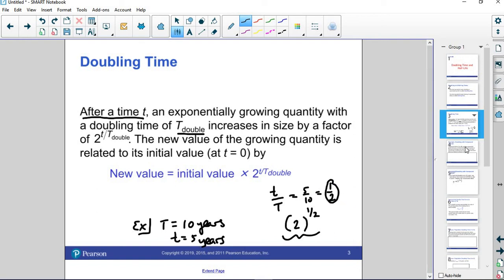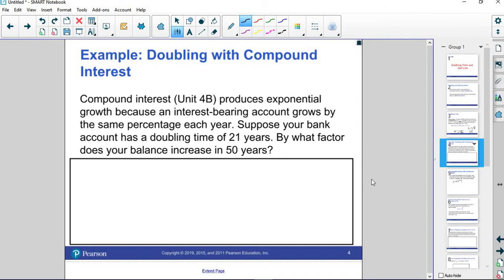Okay, so let's do an example, make it a little bit more clear. Compound interest. Interest is just a monetary thank you that a bank or a corporation gives you for letting them use your money. And so let's suppose your bank has a doubling time of 21 years. By what factor does your balance increase over 50 years?